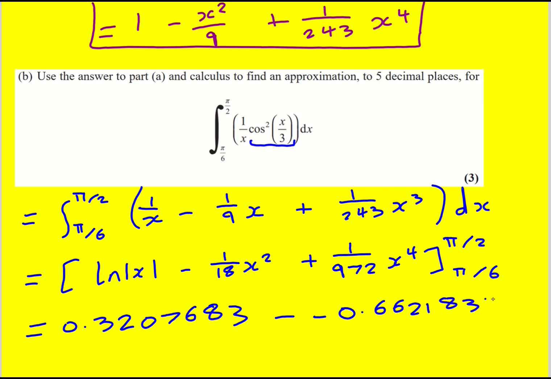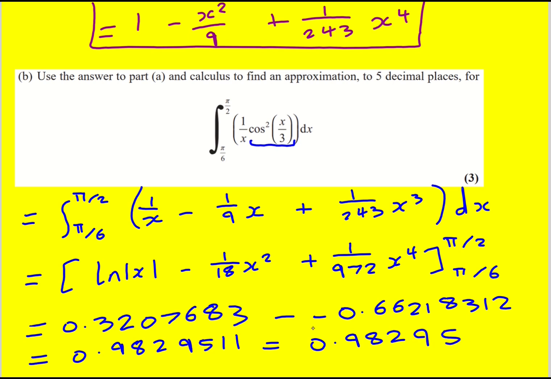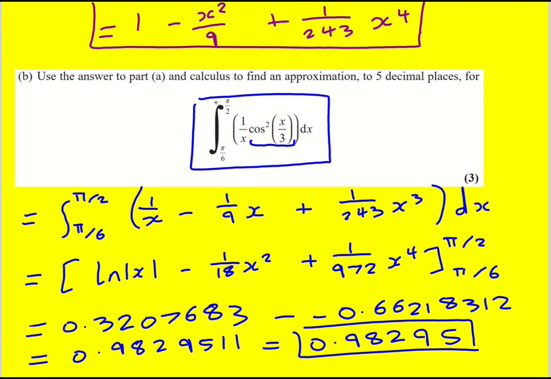Okay, write down a few more figures. This then gives 0.982951, to 5 decimal places, 0.98295. It's approximate, remember.